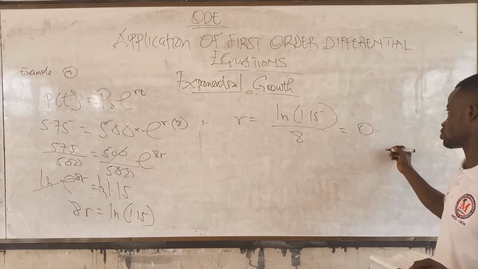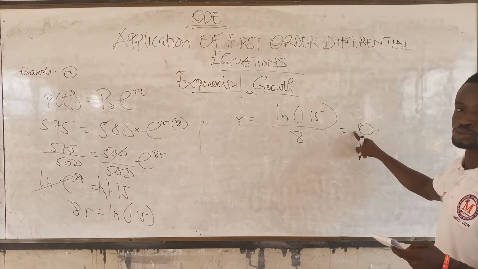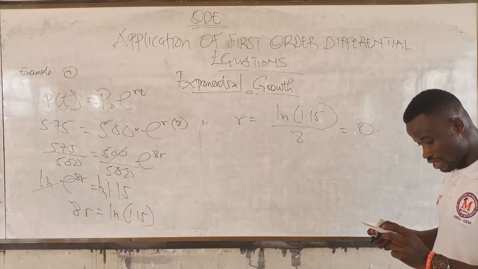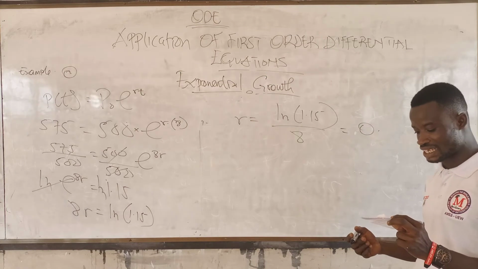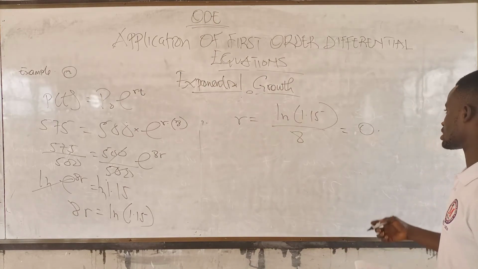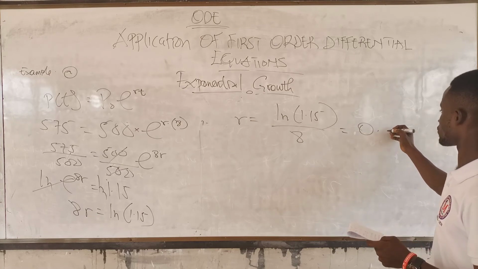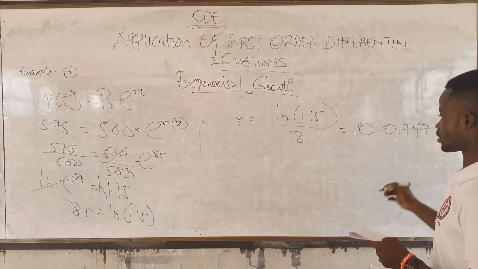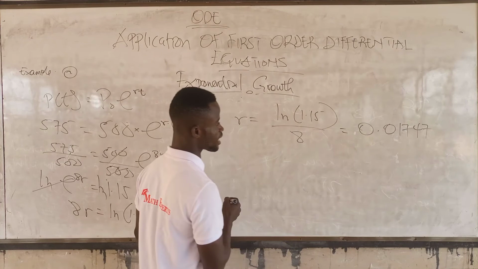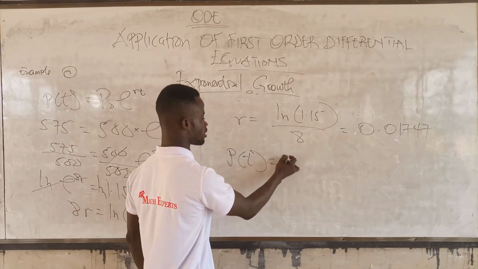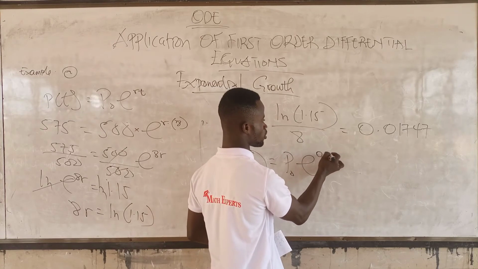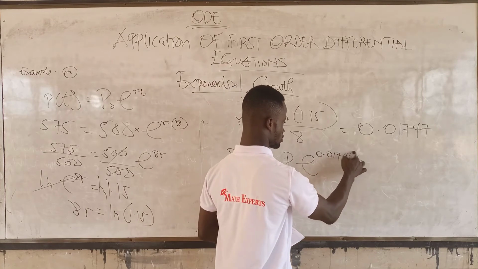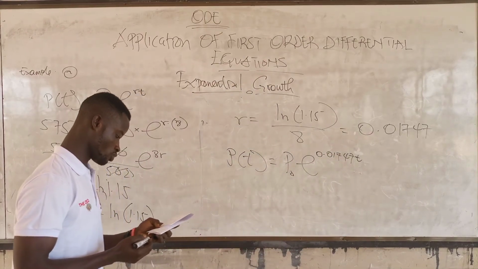Now you can see that since we are getting it to be positive, that means that it will increase. And it was specified that 500 bacteria increased by 15%. So the R is going to be positive, 0.01747. Perfect. So after we get the R, we now write the whole thing again: B naught E raised to power 0.01747 T. Alright.